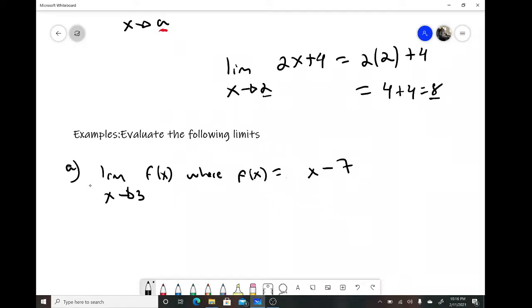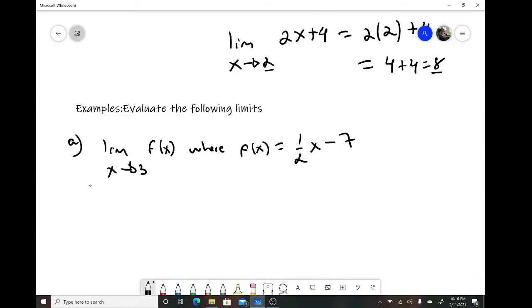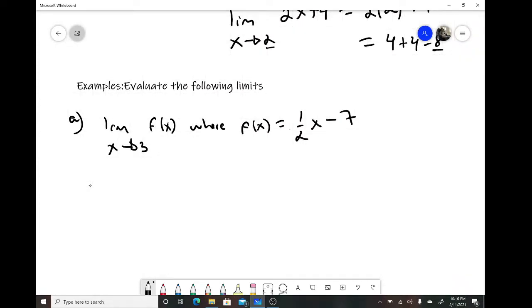Again, our theorem says that if we have a linear function, then it suffices to simply plug in the value that we're approaching, the value of a that we have, into the actual function. So what do we have here? f of x equals 1/2 x minus 7, and I want to find out what happens as x goes to 3. So I'm just simply going to plug in 3 into my function. So I have 1/2 times 3 minus 7.